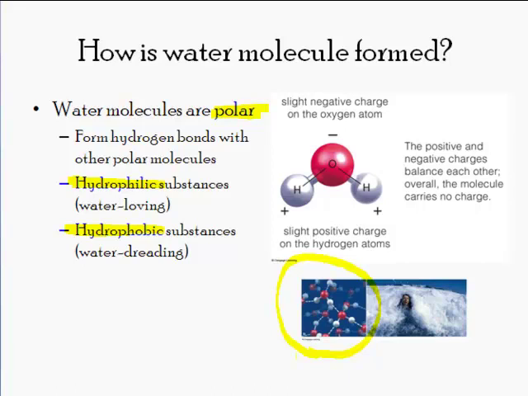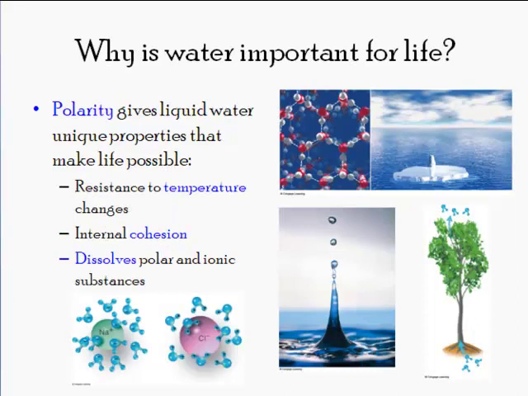For example, let's look at this tree over here. The tree is pulling water from the roots, and that is due to capillary action. You know, when you stick a piece of paper in water, what happens? It draws the water out. So that's capillary action. Water can resist temperature changes. For example, it takes a lot of energy to heat water by 1 degree. So during very hot days, the temperature of the water will be very cool, and that makes life possible within oceans and rivers.